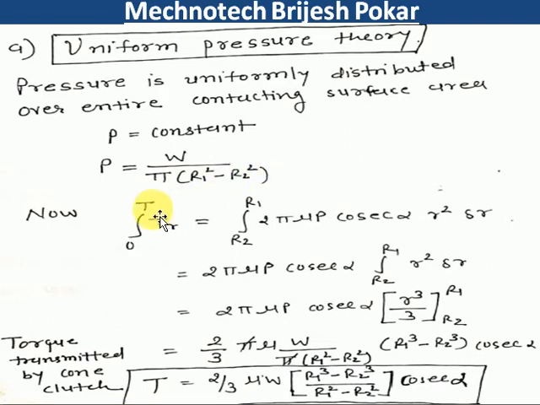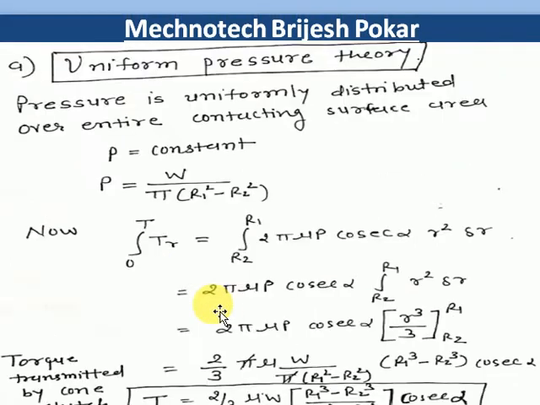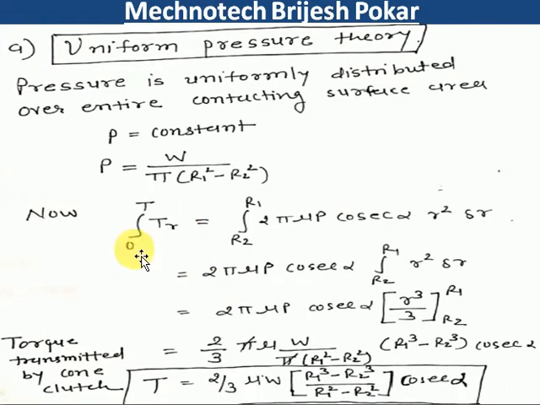Now integrate both sides. This equation that we have found, we have to integrate on both sides. So here 0 to T is the limit, and R2 to R1, smaller to largest one, 2 pi mu P cosec alpha R square delta R. Now all these things are constant. So 2 pi mu P cosec alpha into the integration from R2 to R1 of R square delta R. If you know the integration, R square converts into R cube by 3, and this is the limit R2 to R1.